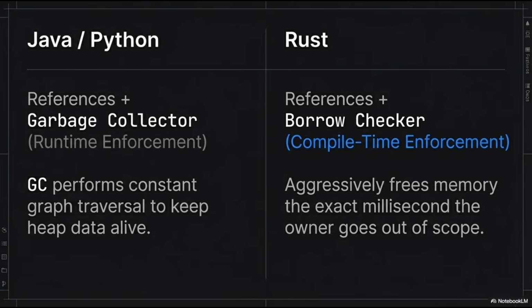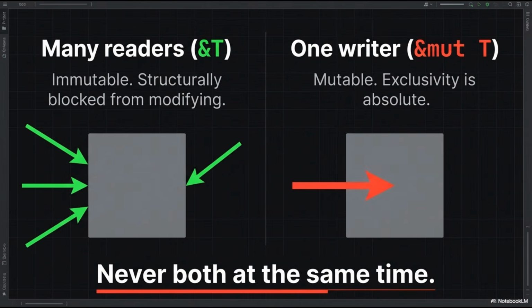And those rules are the famous two laws of borrowing. Let's unpack those. Law number 1: you can have any number of immutable references to a value at the exact same time. Any number. An immutable reference is written as just &T. It lets you read the value, but you are structurally blocked from modifying it.